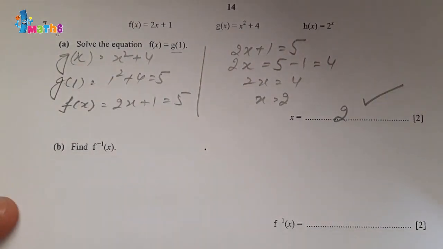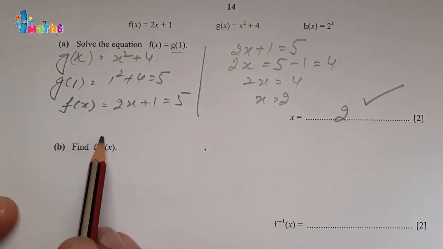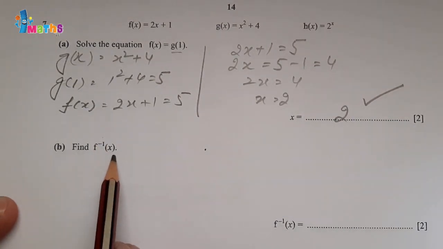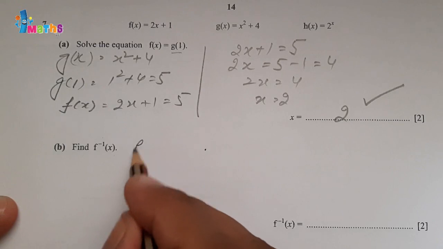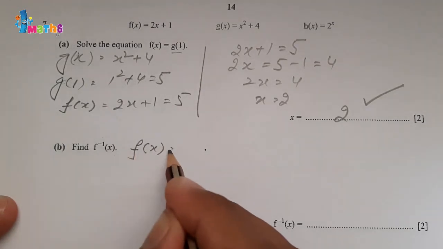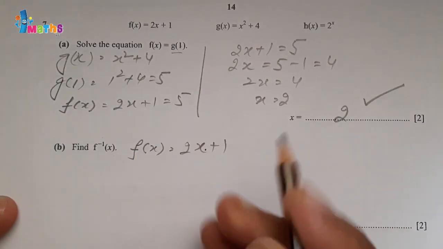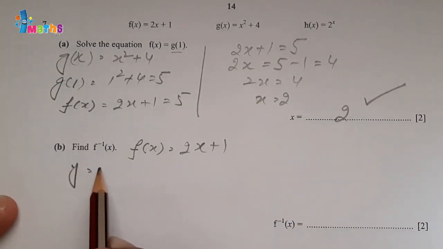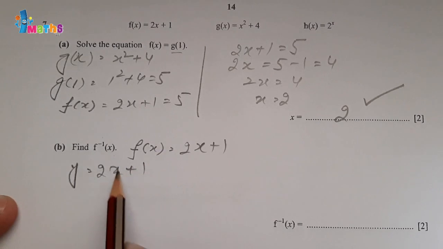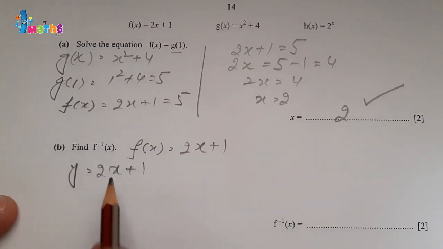f inverse of x, we have to find. So f of x is given. So we'll use f of x. Our equation is f of x is equal to 2x plus 1. So we can write y is equal to 2x plus 1. Now we have to make x the subject.